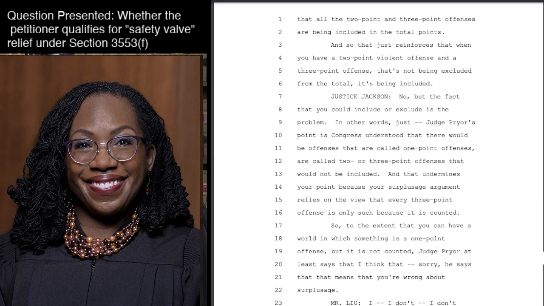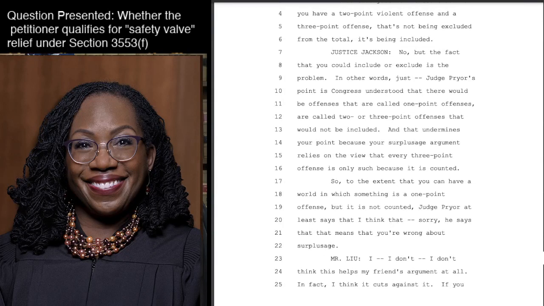And so that just reinforces that when you have a 2-point violent offense and a 3-point offense, that's not being excluded from the total. It's being included. No, but the fact that you could include or exclude is the problem. In other words, Judge Pryor's point is Congress understood that there would be offenses called 1-point offenses or called 2- or 3-point offenses that would not be included. And that undermines your point, because your surplusage argument relies on the view that every 3-point offense is only such because it is counted. So to the extent that you can have a world in which something is a 1-point offense, but it is not counted, Judge Pryor says that means you're wrong about surplusage.